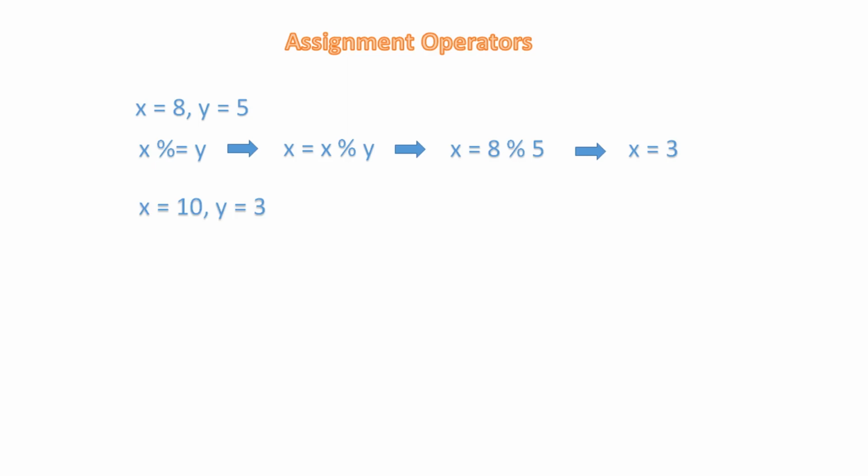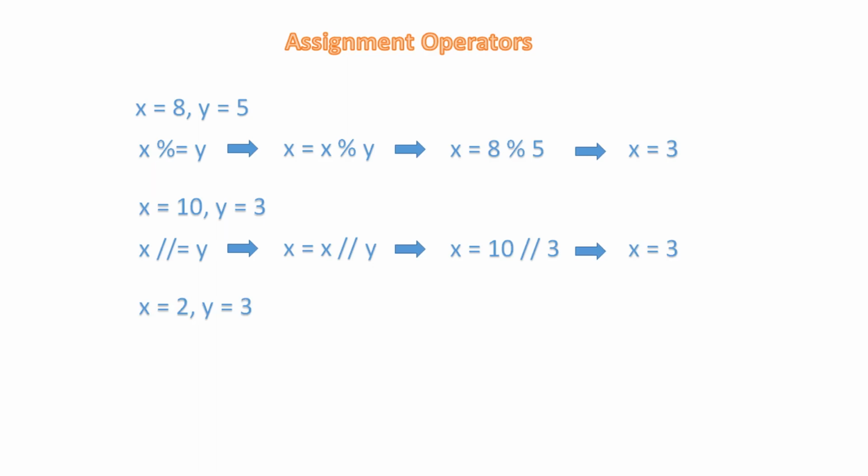Let's assign x is equal to 10 and y is equal to 3. X double forward slash is equal to y. It is same as x is equal to x floor division y. Initial value of x is 10 and y is 3. So 10 floor division 3 is equal to 3. 3 is reassigned to x. Let's assign x is equal to 2 and y is equal to 3. X double asterisk is equal to y. It can be written as x is equal to x exponent of y. Initial value of x is 2 and y is 3. So 2 to the power of 3 is equal to 8.